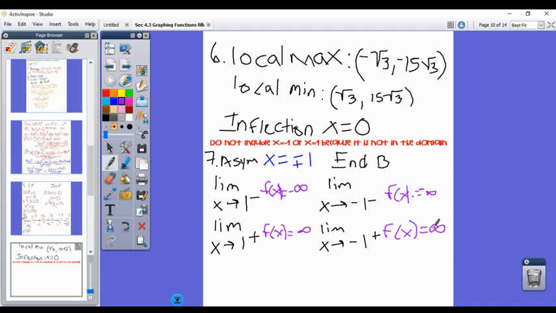Okay, and then the last thing that we're going to do is we're going to find our intercepts. And to find our intercepts, we are going to set the numerator of our original equation equal to 0. So the numerator of our original equation was 10x cubed. And if we solve that, we're just going to get x is 0. So in this case, our intercepts are 0, 0.